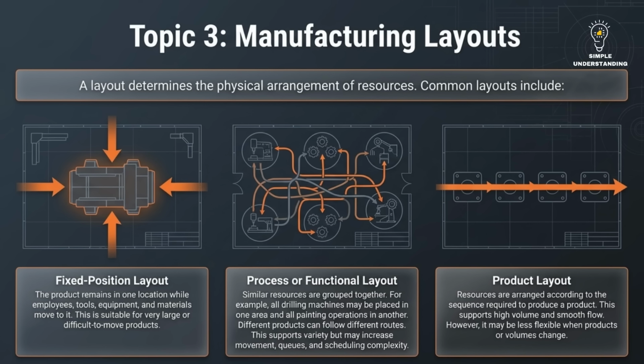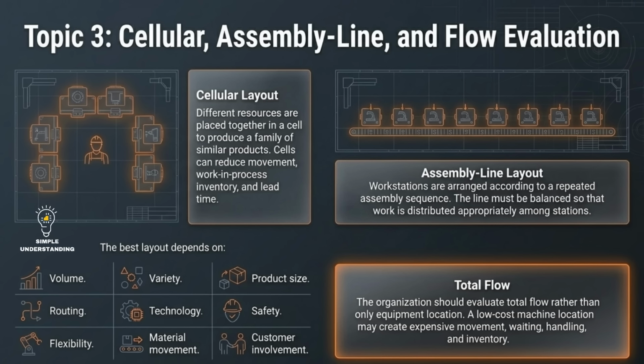Product layout. Resources are arranged according to the sequence required to produce a product. This supports high volume and smooth flow. However, it may be less flexible when products or volumes change. Cellular layout. Different resources are placed together in a cell to produce a family of similar products. Cells can reduce movement, work in process inventory, and lead time.